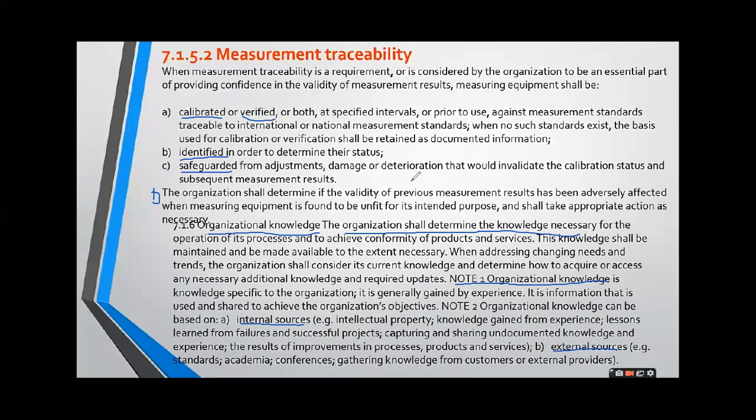Now let's move to the external one. The external one would be industry standards and best practices, academic research and publications, conferences and seminars, collaboration with customers, suppliers, or other stakeholders. So if the organizations are actively managing and leveraging its organizational knowledge, they can improve the process efficiency, products, or services of the quality and adapt it to its changing requirements effectively.